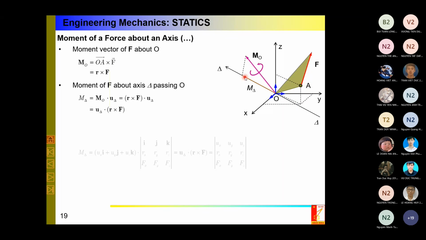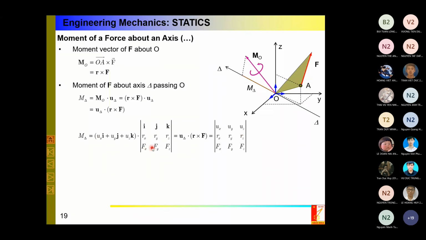So here, the triple product can be defined in some way. Here are the unit vectors i, j, and k, with the 1, 2, 3 unit vector, and here is the vector of moment about a point. After that I have the triple product. A very nice thing is that I have three rows. In the first row, there are the components of a unit vector, Ux, Uy, and Uz. The second row is the components of the position vector from A to O, and the third row is the three components of F. Remember this.